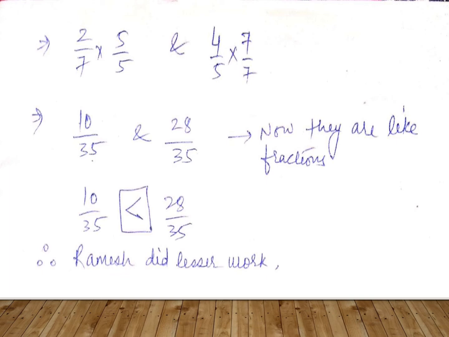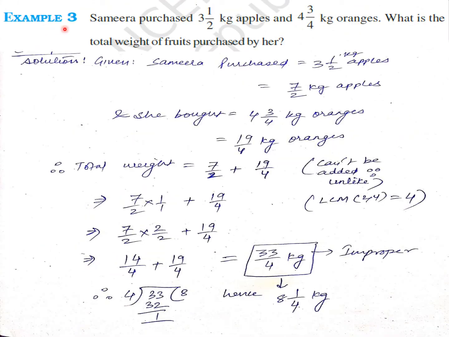Okay, now see example number 3. Samira purchased 3 1 by 2 kg apples and 4 3 by 4 kg oranges. So given to you are mixed fractions. What is the total weight of fruits purchased by her? Very easy. First of all, we will convert these mixed fractions into normal fractions. After that, we will add these fractions to get the total weight. Easy. Let's start. Samira purchased 3 1 by 2 kg of apples. We all know how to solve a mixed fraction. It is simple.